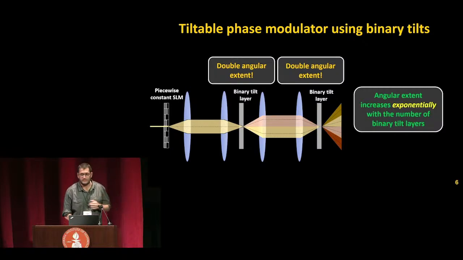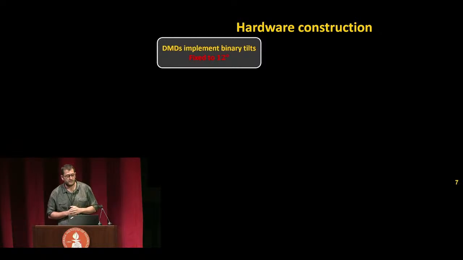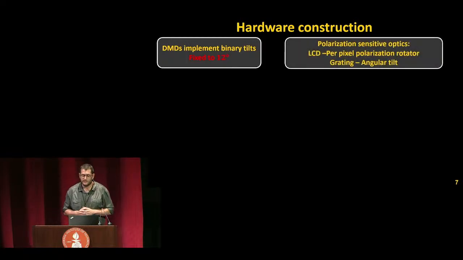So this was the basic principle of my system, and now I'll explain how we realized it. As we aim to generate binary tilts, commercially available binary digital mirror devices are ideal candidates. However, their angles are fixed to plus minus 12 degrees, which is too large. Instead, we implement binary tilts with polarization-sensitive gratings. We use a liquid crystal display, which is traditionally used to modulate either the intensity or phase of light, in a less traditional manner. We use it to rotate the polarization of each pixel independently.